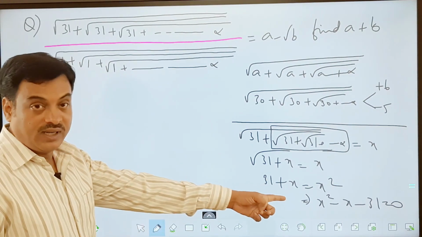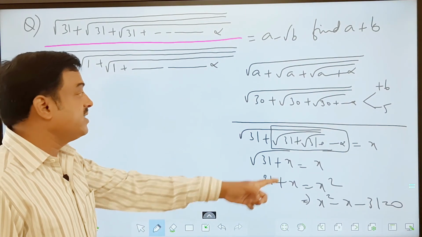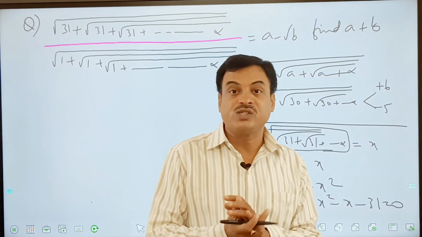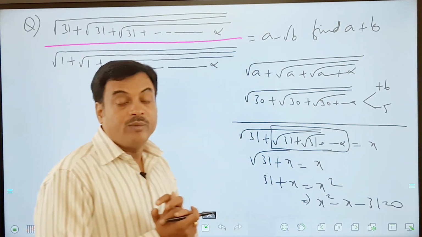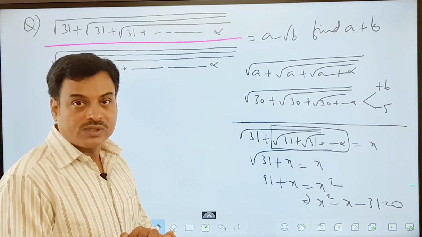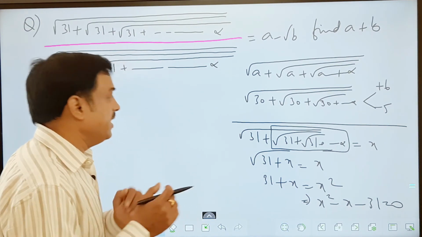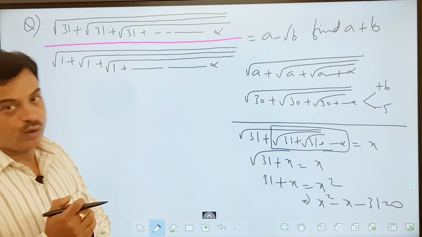And I cannot factorize it directly. You need to use the formula, minus b plus or minus under root of b square minus 4ac, by 2a, is the formula to use, correct? So if I use that formula, I'll get a value for this. Or else, I can give you a direct shortcut also, my friends.